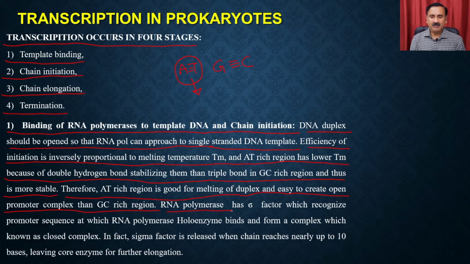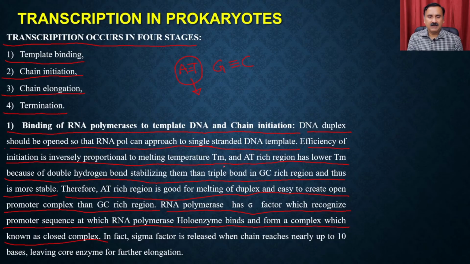RNA polymerase has a sigma factor which recognizes the promoter sequence at which the RNA polymerase holoenzyme binds and forms a complex known as the closed complex. So initially it will bind to the region within the promoter where it is easy to melt the DNA, and then it is going to unwind the DNA, and that's how it forms the closed complex. The sigma factor present in the holoenzyme is responsible for recognizing the promoter sequence, or the sequence where it is easy to melt.